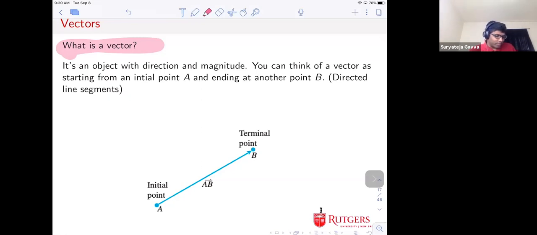What are the things that are not vectors? Numbers. If I ask you someone's height, or someone's mass or weight, they are just numbers. Some quantities that you see in life are just real numbers.